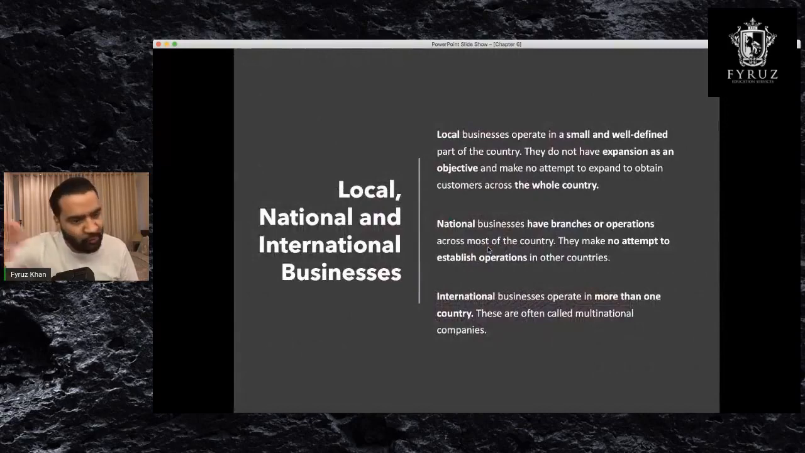So local businesses, we've talked about it. It can be a local vegetable seller in the local market. It can be a flexi loader dokan. It can be a small grocery store just beside your house. That's a local business. They have a very well defined audience. They're confined to just one place, and their objective is not to expand, just to stay there.